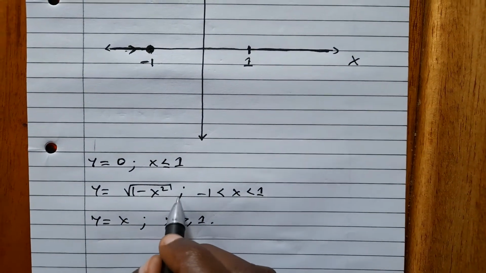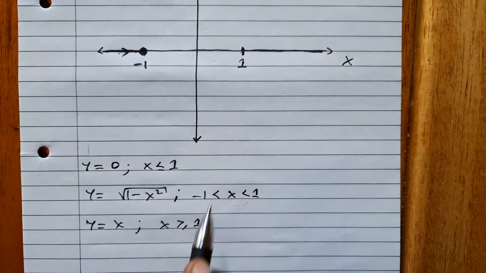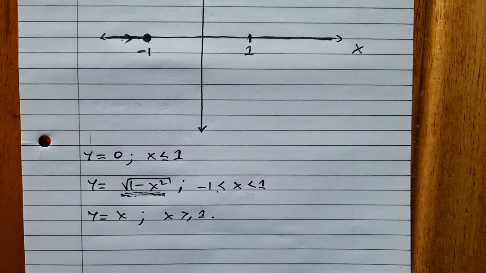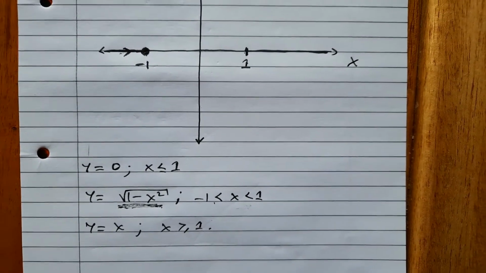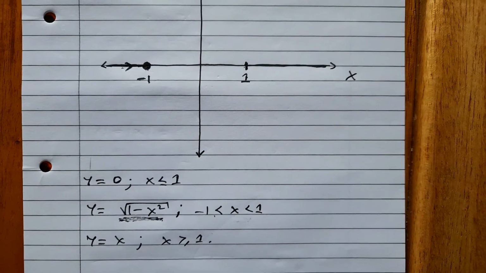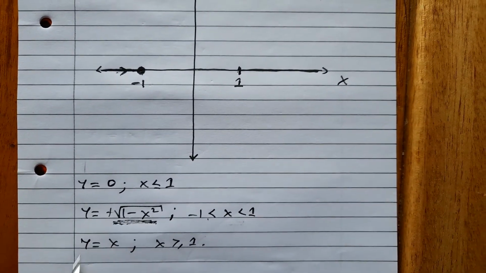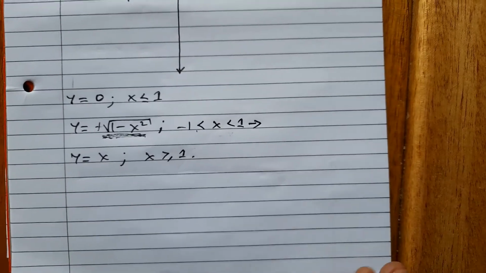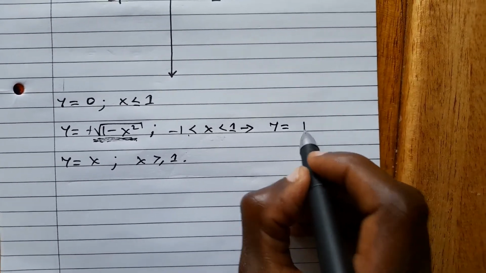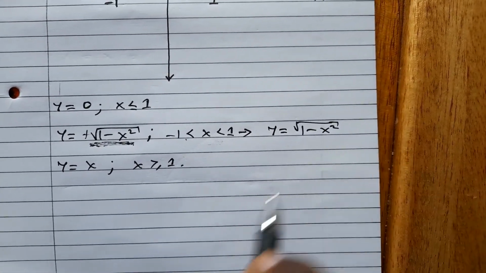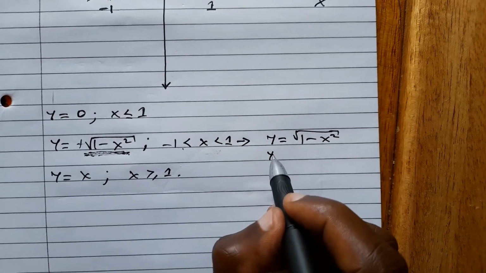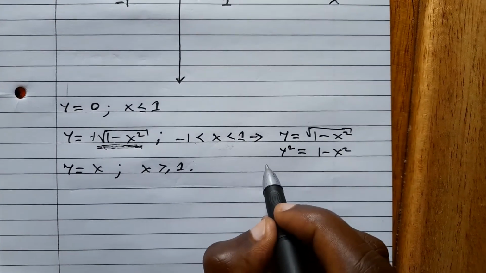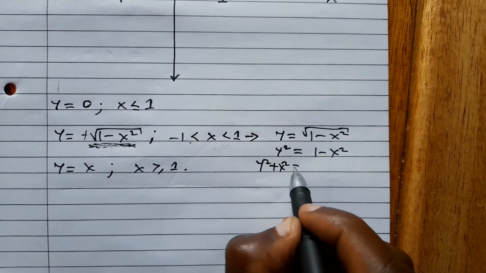Now you realize when you look at the second interval, that is from negative 1 to 1, this function actually represents the top half of the equation of a circle. And how is that? Because here it is assuming a positive. We can even extract this part and see if it is actually representing a circle. We are saying y equals the square root of 1 minus x squared. If we square both sides, we will be having y squared equals 1 minus x squared. Taking x to the other side, I'll be having y squared plus x squared equals 1.